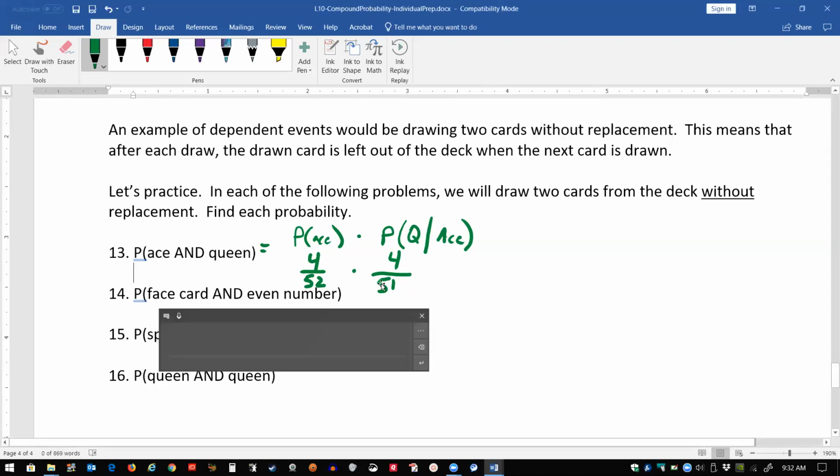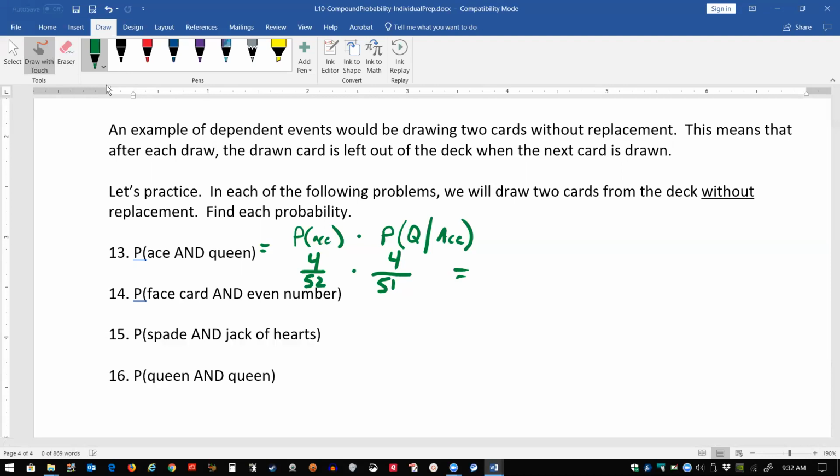Now we multiply these together just like we did before. And we end up with 16 out of 2,652. If we do that multiplication, if you want to reduce that, there's 4 out of 663. I think it's even more meaningful, especially in the context of these smaller probabilities, to just convert it to a decimal. And 0.006 is what that rounds to.